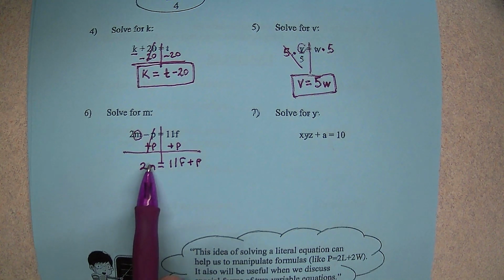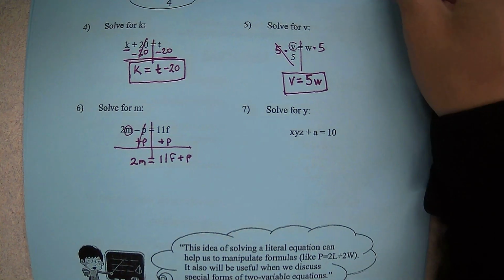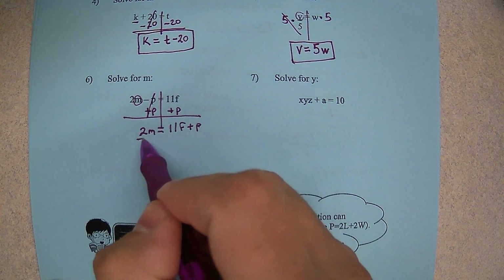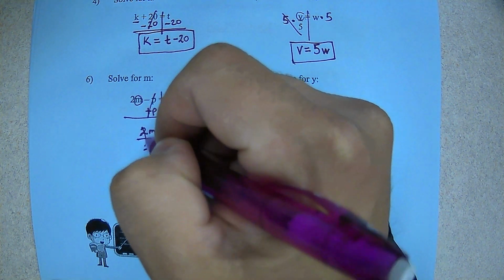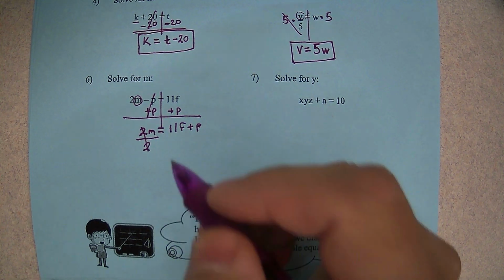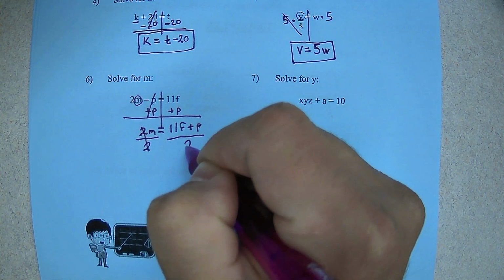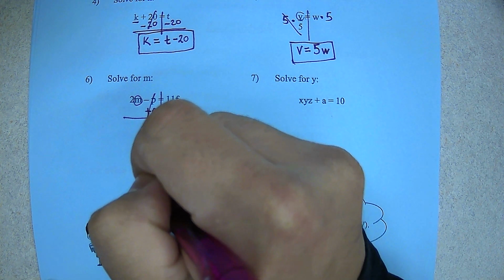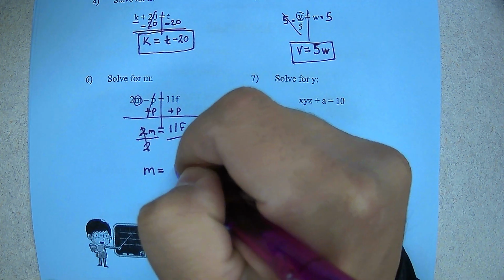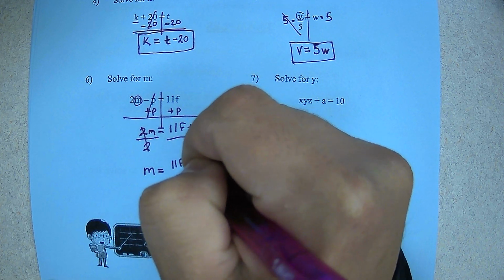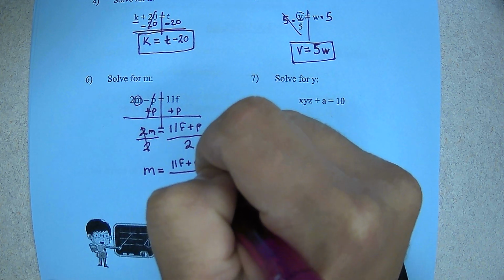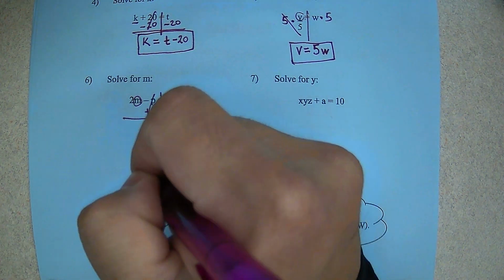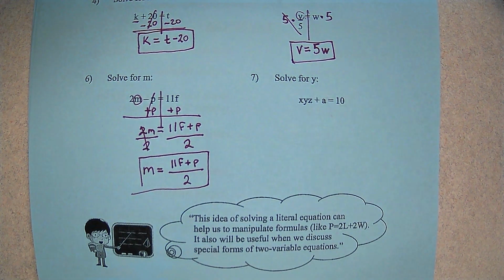Now we're not quite done because this m right here has a number attached to it. It's 2. It's being multiplied by 2. We're going to divide both sides by 2 then. Opposite of multiplication is division. But then I'm going to divide this whole side by 2. That leaves us with m equals 11f plus p, all divided by 2. That is our final solution for that one.